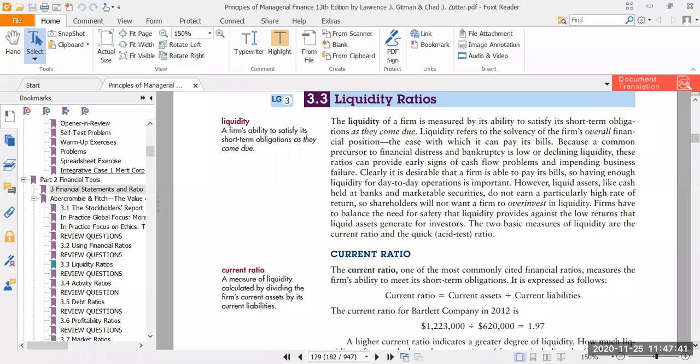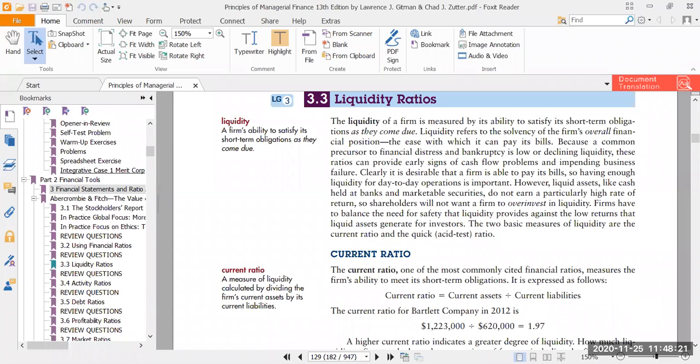If you look back in the balance sheet, the current asset value is given as 1.223 million dollars, and the current liabilities are given as $620,000. So when we divide these figures, we get 1.97 as the current ratio. It means that the company has the ability to pay its current liabilities through its current assets, 1.97 times. Almost two times the current liabilities.